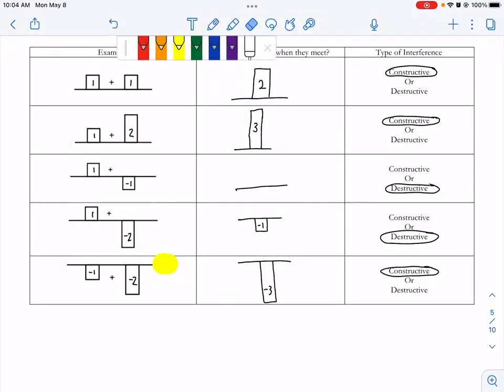It is getting more negative, but it's a bigger number. So we have 1 and 2, and now we have 3. This one and this one are very similar. It's just getting farther down instead of farther up, but it's still constructive interference because it is a bigger amplitude. Okay, it's about the amplitude.